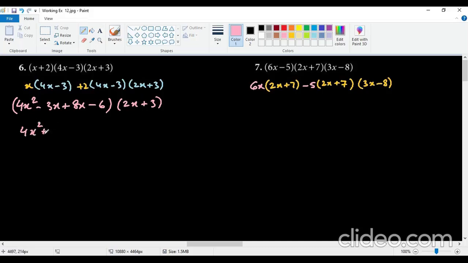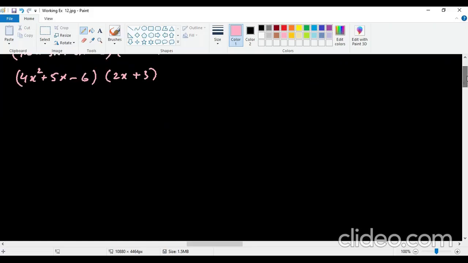4x square plus 5x minus 6 is going to be in the first bracket and is going to be multiplied by 2x plus 3. Next I will write 4x square plus 5x minus 6 two different times, and I'm going to multiply first bracket with 2x and second bracket with plus 3 only.